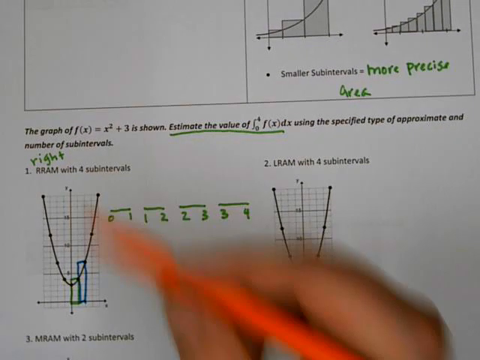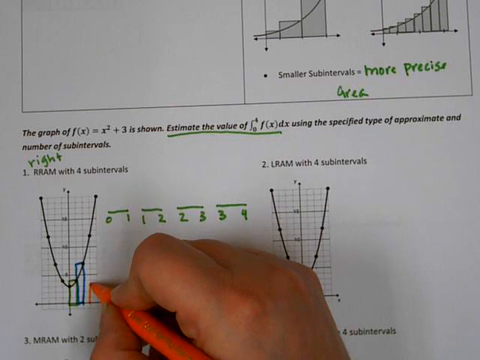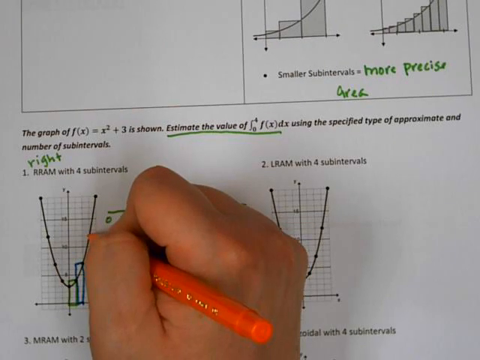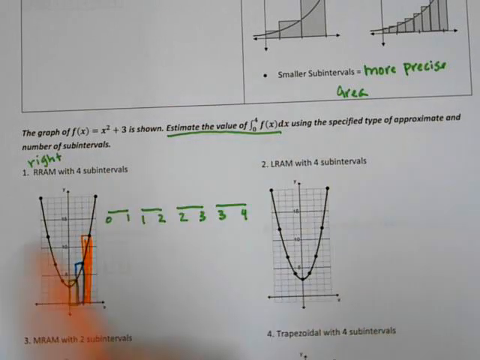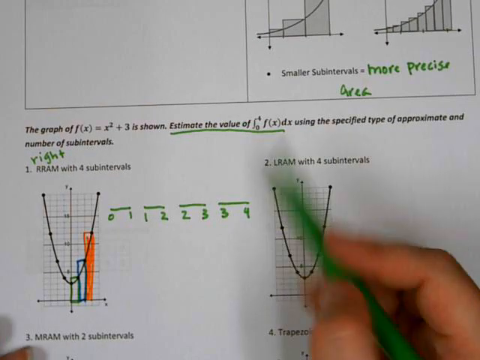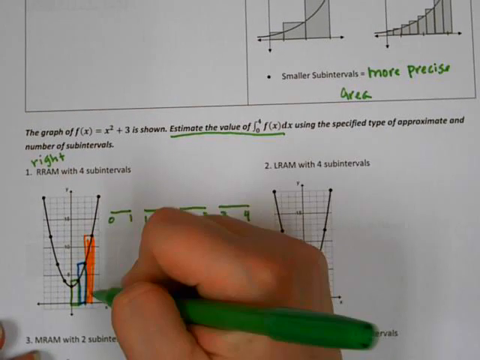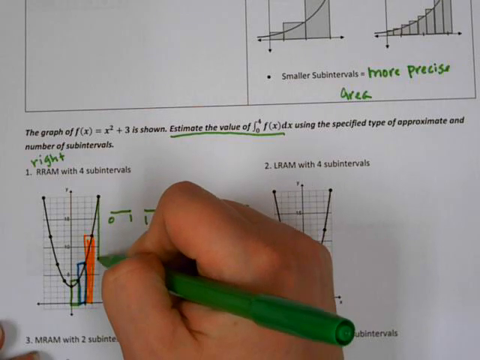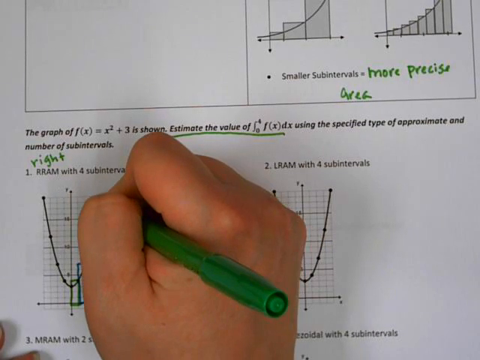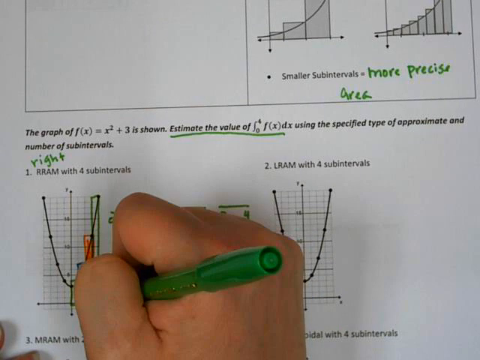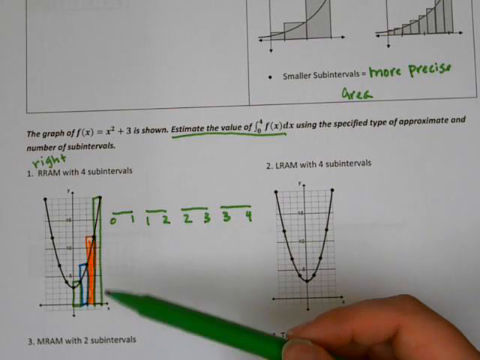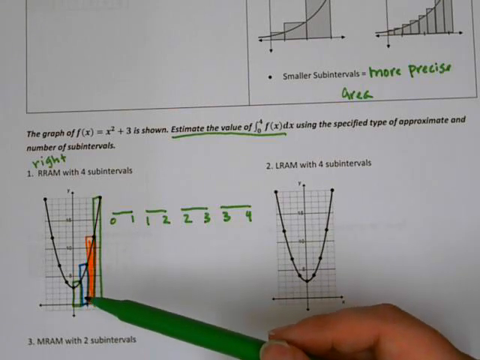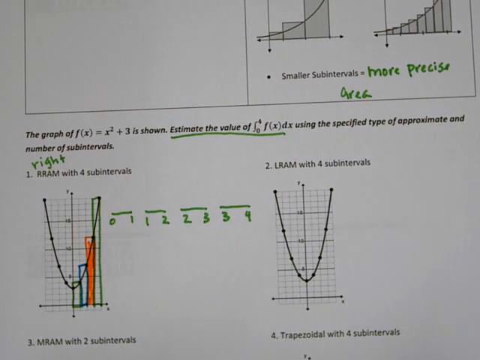And then from 2 to 3, I want to go to 3 because that's my right endpoint, and that's going to give me the height of my rectangle. And then finally from 3 to 4, 4 is my right endpoint, so that's going to be all the way up here, and that's going to give me the height of my 4th rectangle. Okay? So if I were to ask you to draw it, this is what I would be looking for. You go to the right endpoint to get your height of your rectangle, and then draw it. So let's take a look at how we actually calculate this area then.